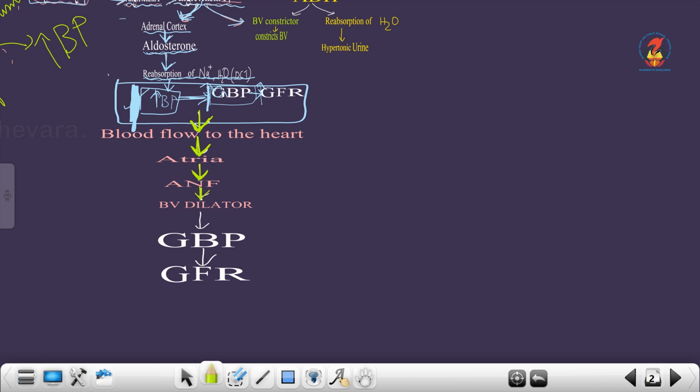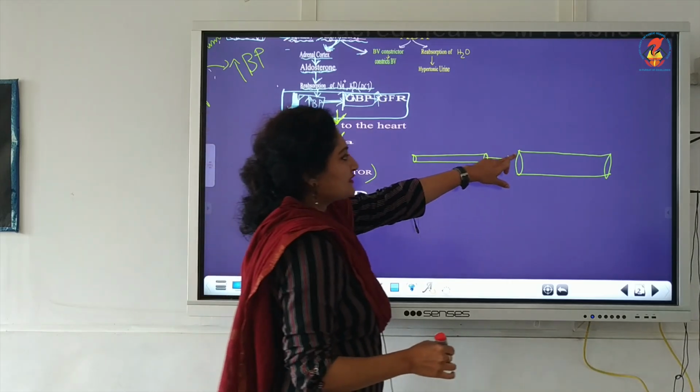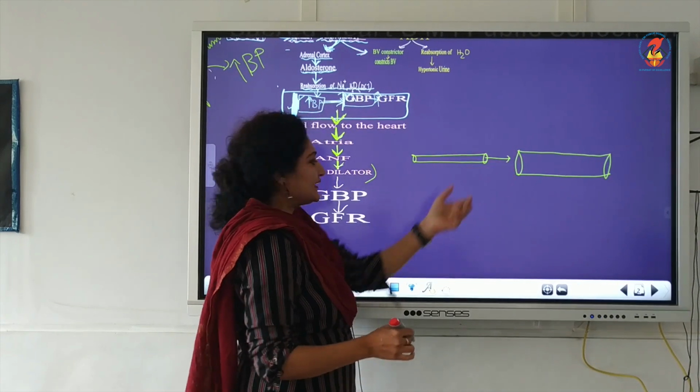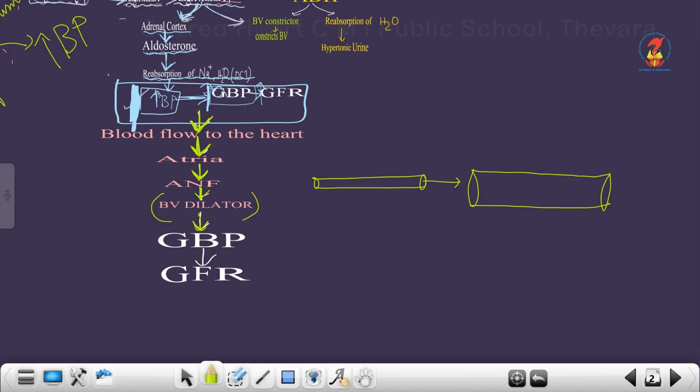And the ANF serves as a vasodilator. The meaning of vasodilator is that the blood vessels' diameter gets dilated. So when the blood vessels become dilated, what happens to the blood pressure? It is decreased, and as a result the glomerular blood pressure decreases, and the glomerular filtration rate also decreases. So I hope you see how the heart takes over.